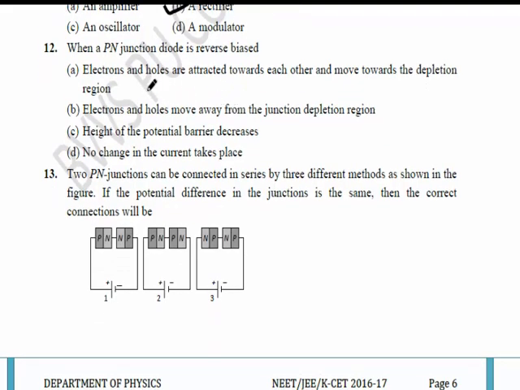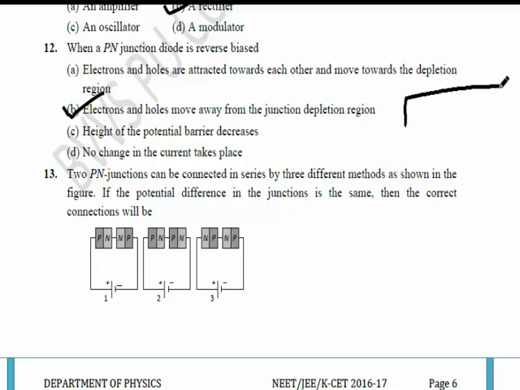Okay. 12th question. When a PN junction diode is reverse biased, what happens? See here, which is the correct option? Option A, electrons and holes are attracted towards each other and move towards the depletion region. Electrons and holes move away from the junction depletion region. Height of potential barrier increases. No change in current takes place. So the correct option is electrons and holes move away from the junction. So the correct option is B.